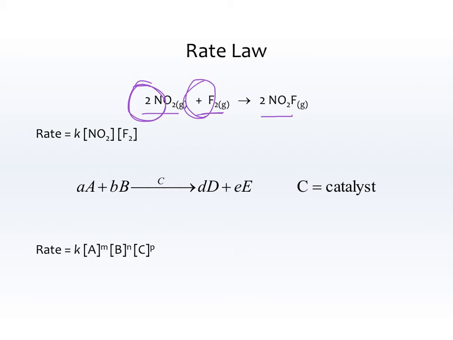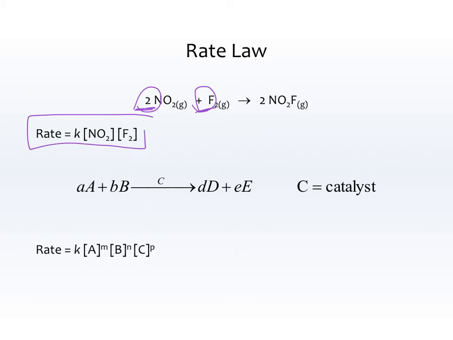We need a mathematical expression to relate the rate of a reaction to the concentrations of the reactants. So in this case, we're going to say the rate of the reaction is how quickly the product is produced. So the NO2F can be produced at 3 moles per second, or 5 moles per second, or 7 moles per second. And if we double the NO2, or if we double the F2, that NO2F is being produced twice as quickly, even though there's a 2 here and there's a 1 there. So we need a rate law. This is a rate law.